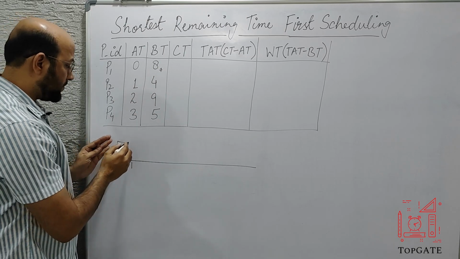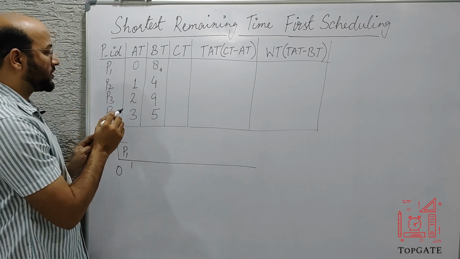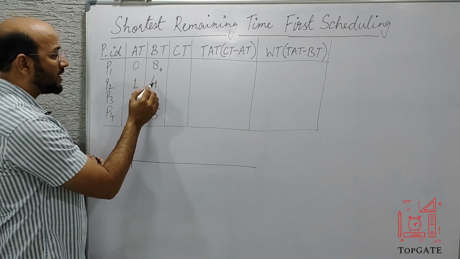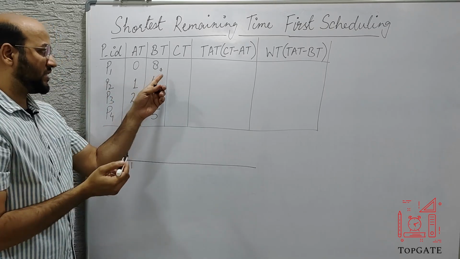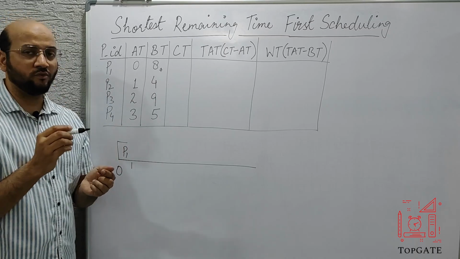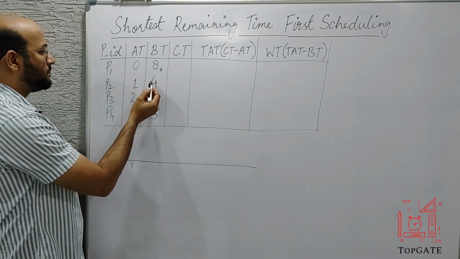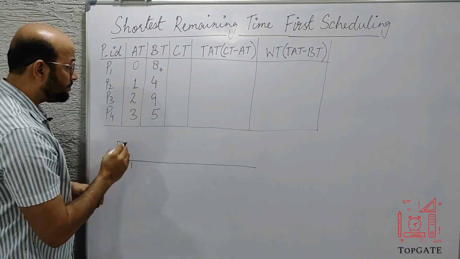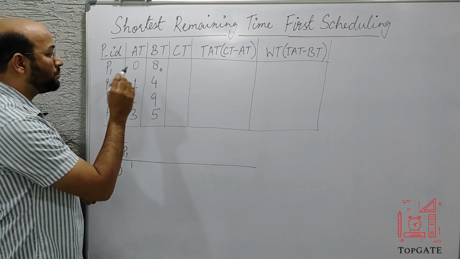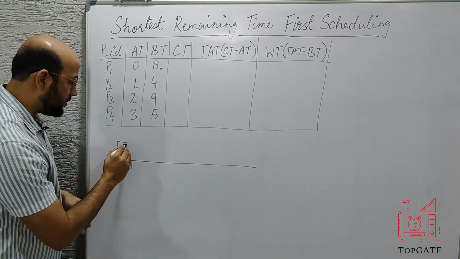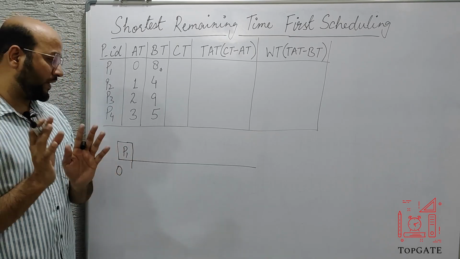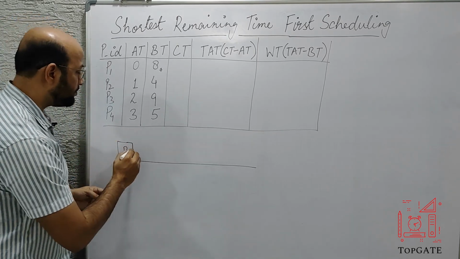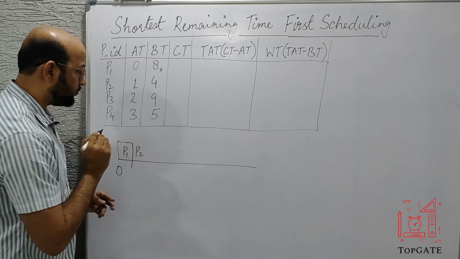And at time 1, process P2 came whose burst time is 4. Now we will compare the remaining time of P1, that is 7, with 4. Now 7 and 4, which one is shorter? I can see that P2 is shorter. Therefore, P2 will be able to preempt P1 right now. So P1 will be stopped right now, and it will be sent to the waiting state, the block state, and P2 will take over the system right now.